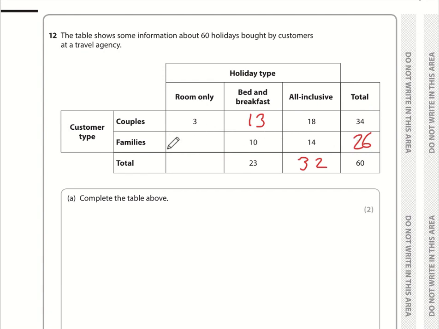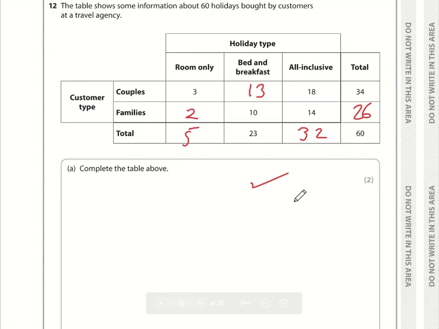So now we can work out the number of families who did room only. We know there were 26 families in total, 14 all-inclusive and 10 B&B, so the rest were room only, so that would be 26 take away 14, take away 10, which is 2, and the total room only is 3 plus 2, which is 5. Let's just check. Whenever I put in the final number, I just check that this row works as well. 5 plus 23 plus 32, yes, it does equal 60, so I know that the table is correct. So part A we have now done.